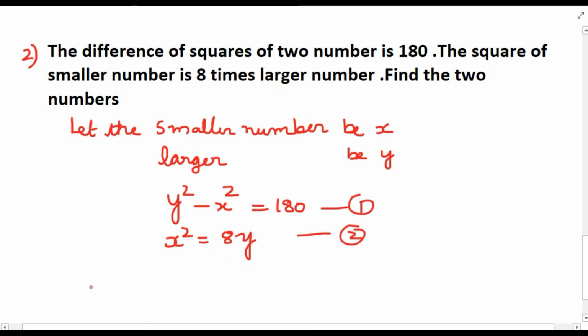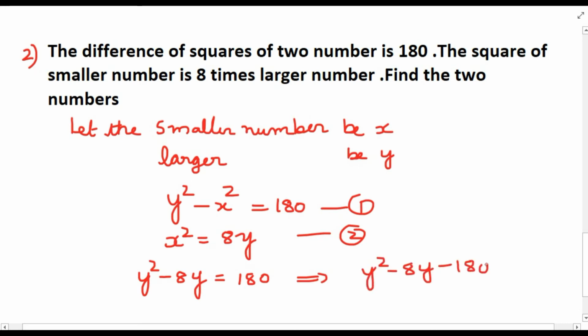I am going to substitute the second equation in the first one. In the place of x square, I am just going to write 8y equal to 180. So if you write this in the standard form, I have y square minus 8y minus 180 equal to 0. This is in the form of ax square plus bx plus c equal to 0, where a is 1, b is minus 8 and c is minus 180.